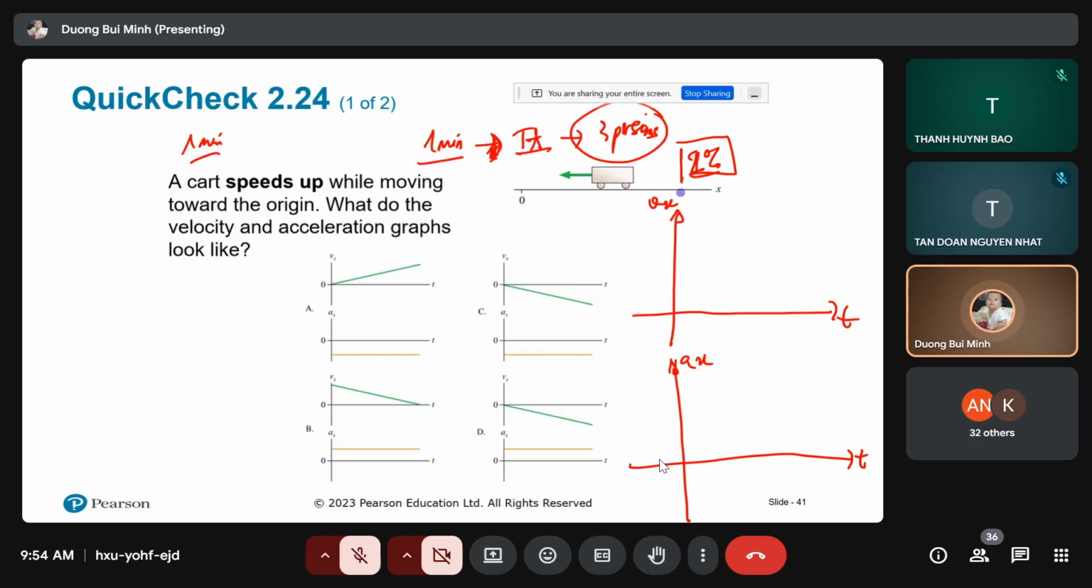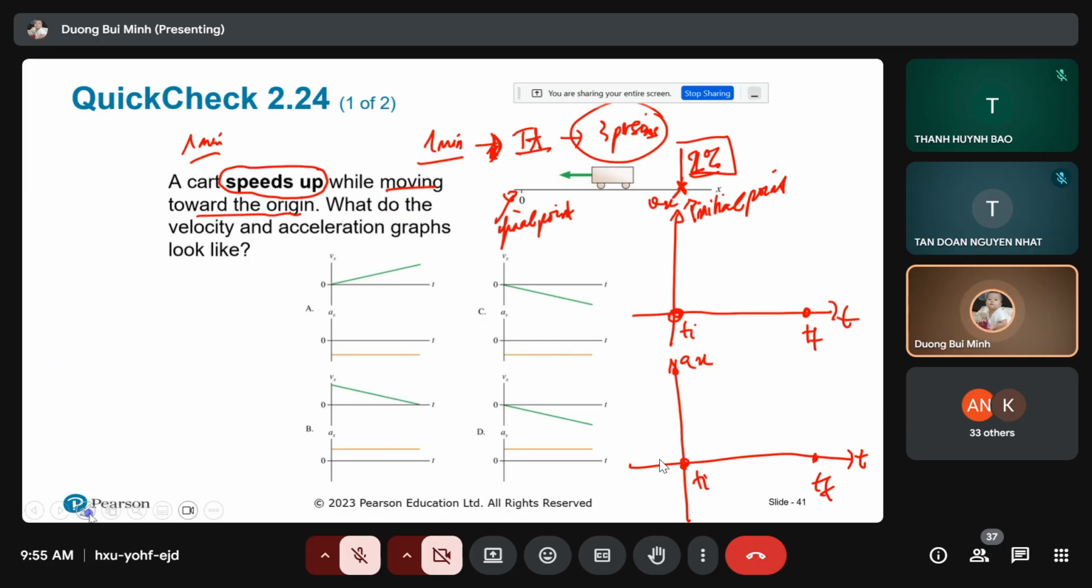At the beginning, our car speeds up while moving toward the origin. So what do the velocity and acceleration graphs look like? This is Ti, this is Tf, this is Ti, this is Tf. At the beginning, somewhere here, this is the initial point. And while moving toward the origin, the origin will be the final point.